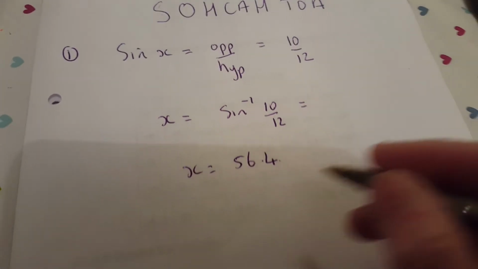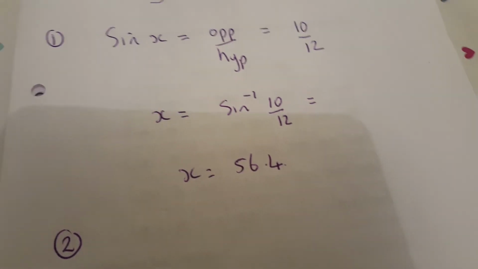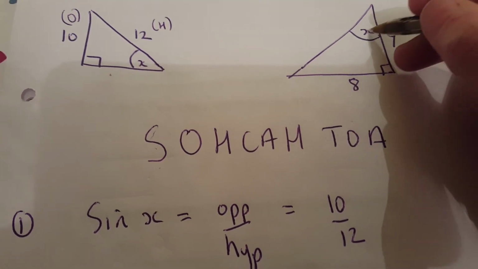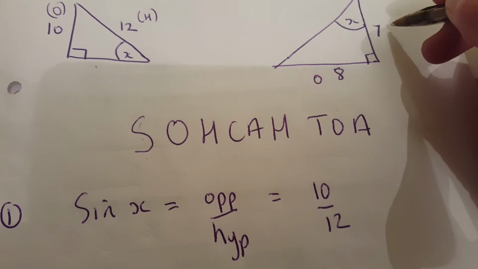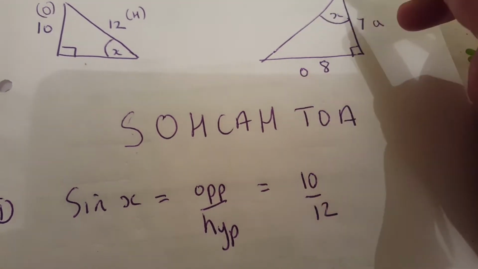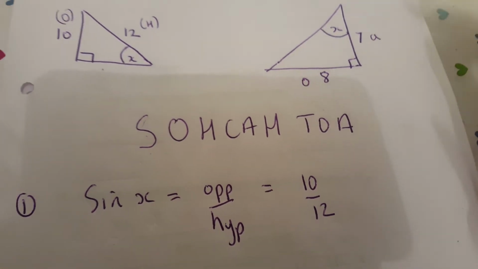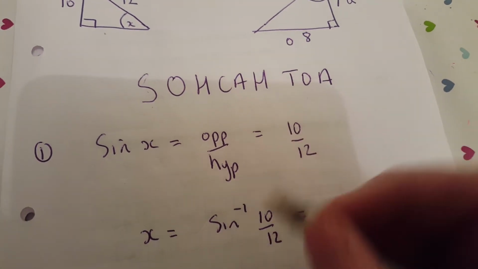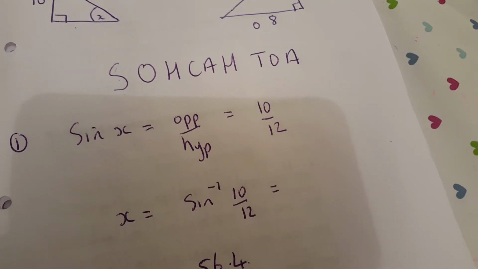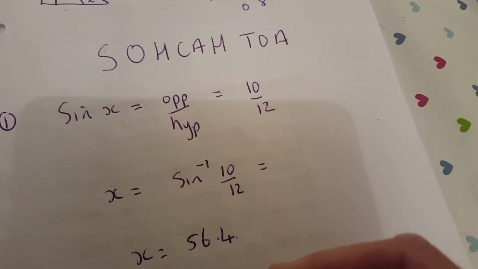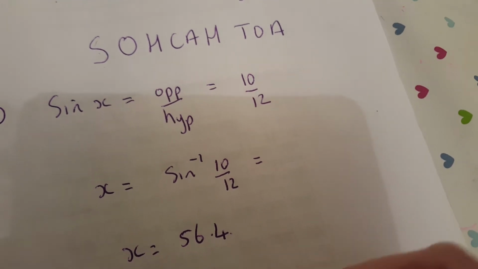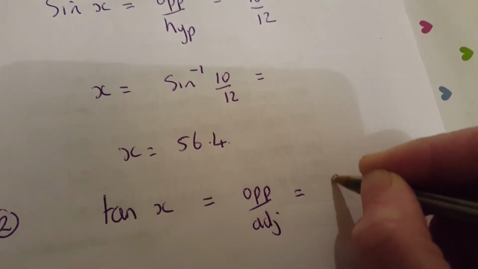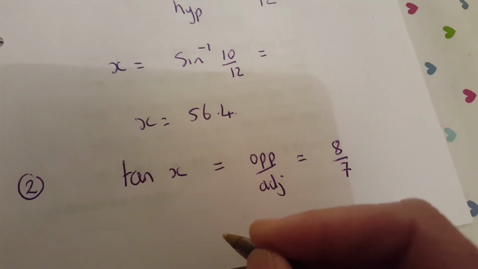So for example 2, we do exactly the same thing. We label our sides according to where the angle is. Now this time, this is the opposite and this is the adjacent. We're not interested in using the hypotenuse. So we therefore go back to our formula, and this time we realise that we're using tan. So tan x equals opposite over adjacent equals 8 over 7.